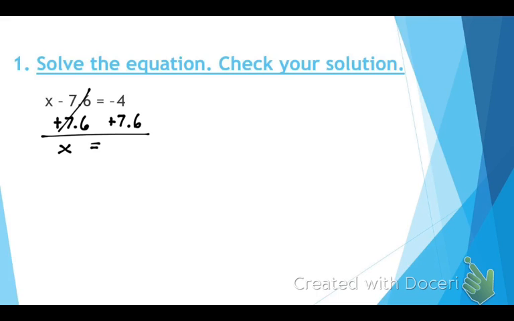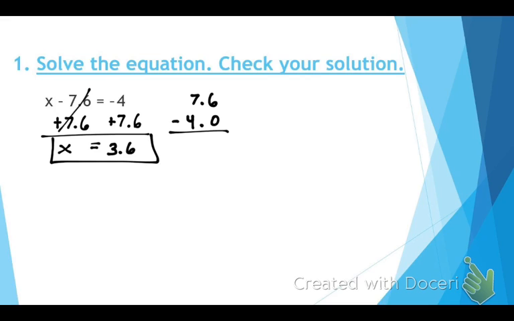Then you see over here, same sign, add and keep, different sign, subtract and take. So I've got to subtract those. When you subtract, you always put the big one on top. 7.6 minus 4. Remember, you're allowed to use your calculators, but what is this answer right here, guys? 3.6. So the answer is x equals 3.6.